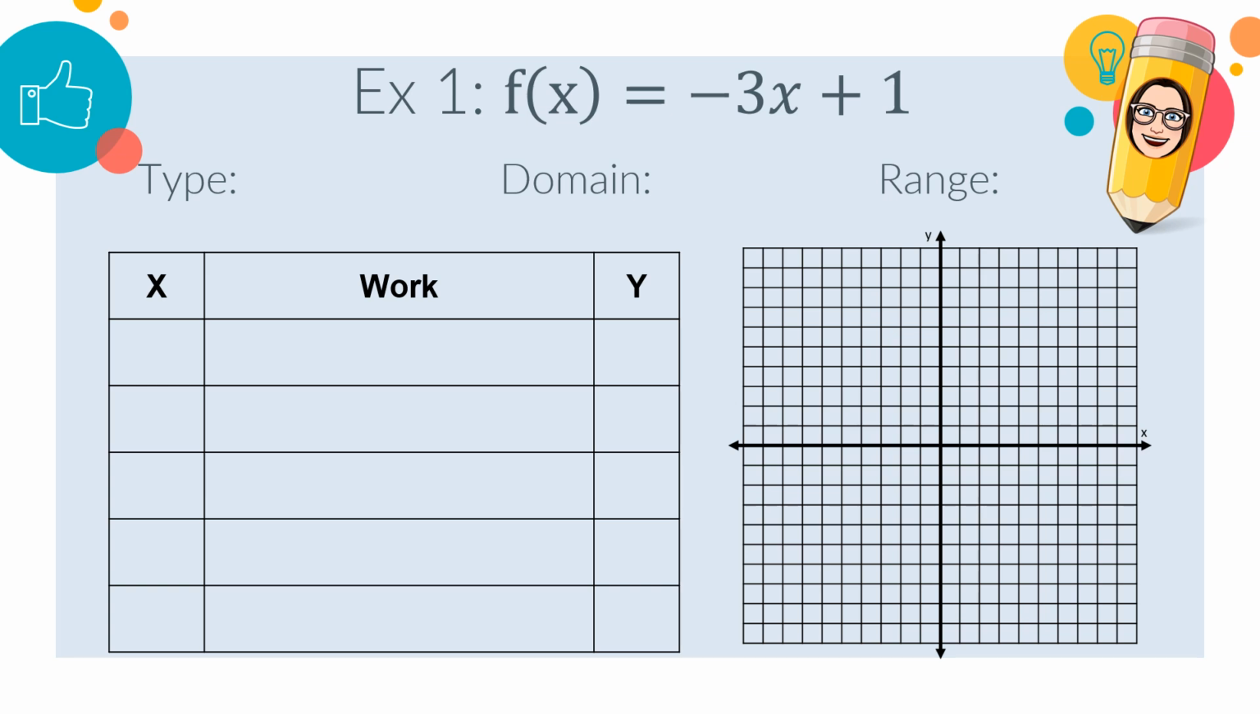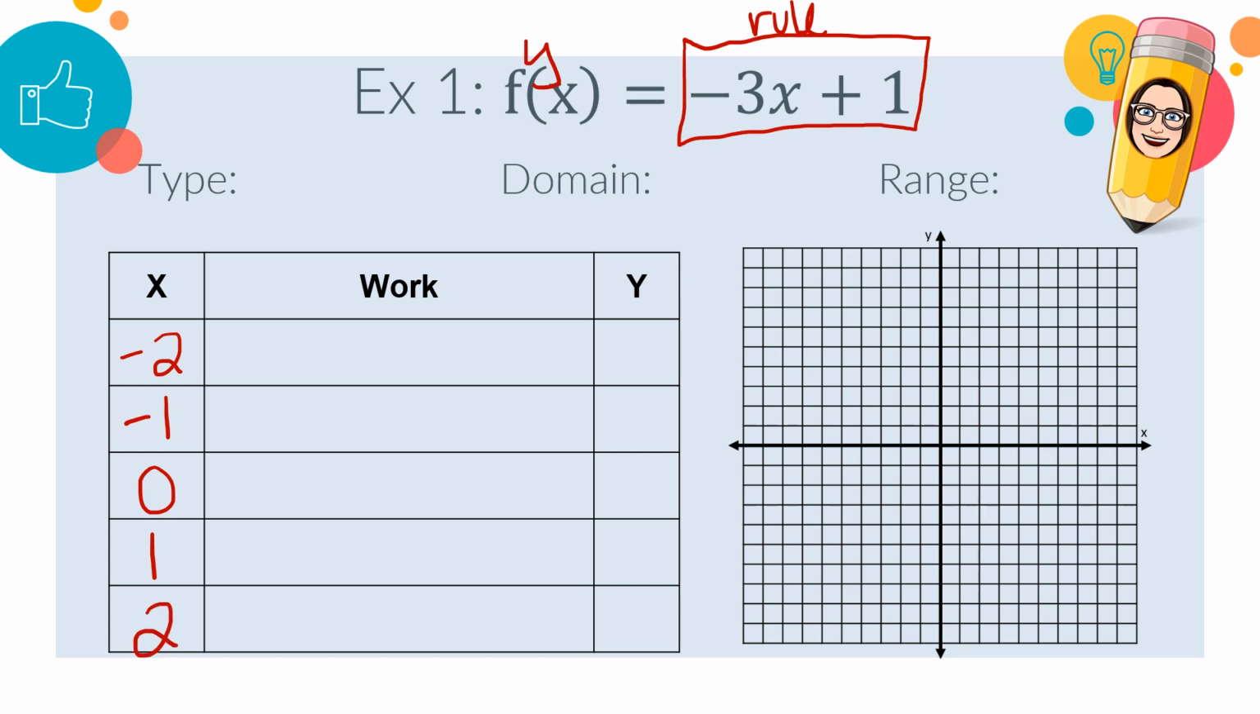Let's take a look at this first function. First, I notice that I have a clear rule. My y, or my function notation, is isolated. And this rule is what I want to plug my x values into. Now, I didn't give you x values on this one, so we're going to stick to the smallest integers possible. We're going to take those integers and plug them into our rule.